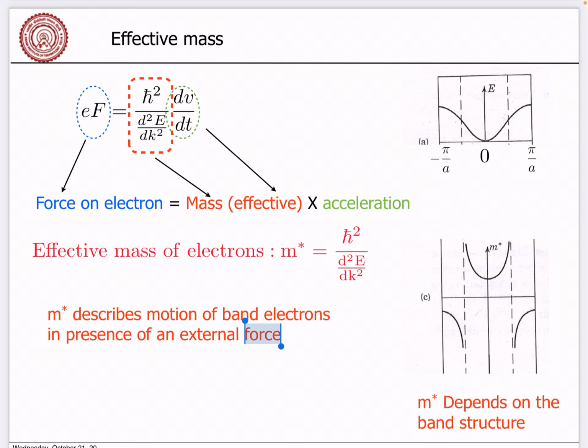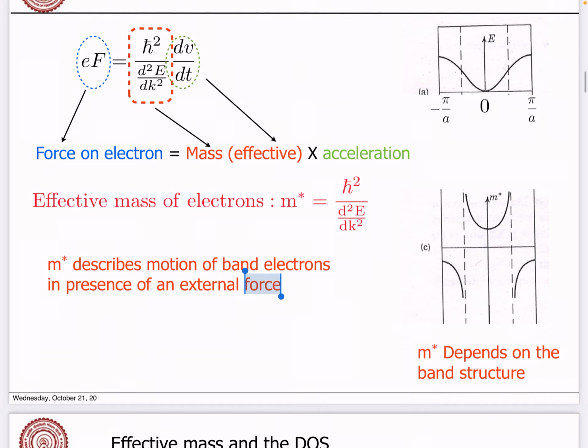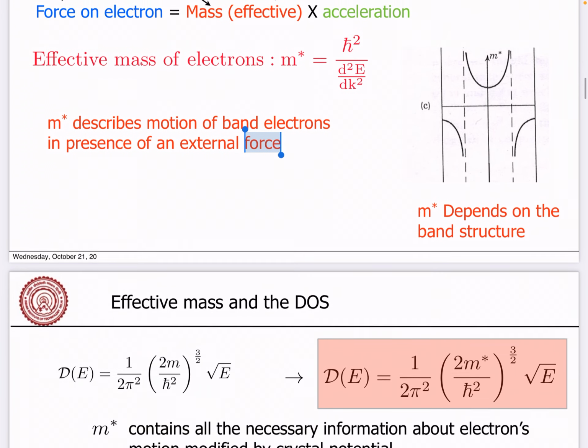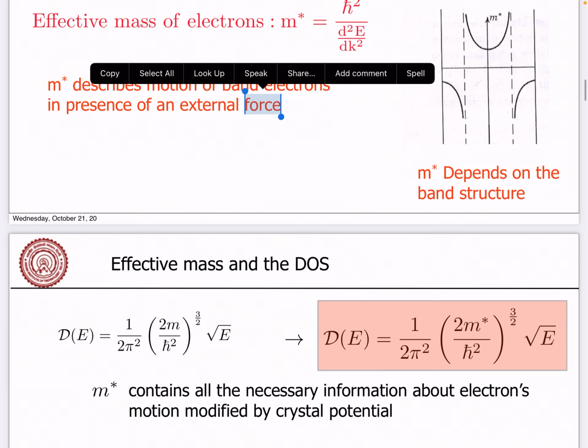So that means it is actually dependent on the curvature of the energy band, right? So this m star would actually describe the motion of band electrons in the presence of an external field, as you have seen in the last class, right?